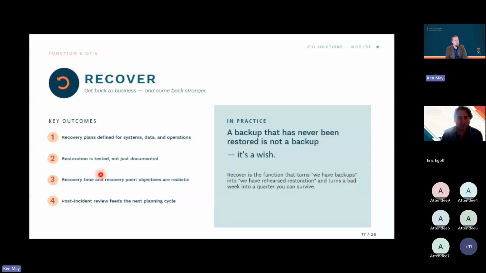We want to make sure that the restoration is not just documented but tested practically. Have we actually been able to restore a server from a backup? Have we successfully been able to set the team up with laptops out of a Starbucks if the office was flooded, or a WeWork or something along those lines? We want to make sure that our recovery time and recovery point objectives are actually realistic, and that the post-incident review feeds into the next planning cycle and budget and all that. If we haven't tested a backup, it's not a backup, it's a wish, right?